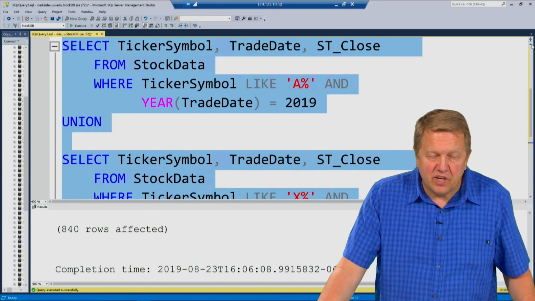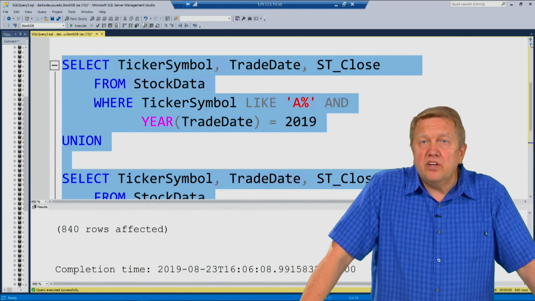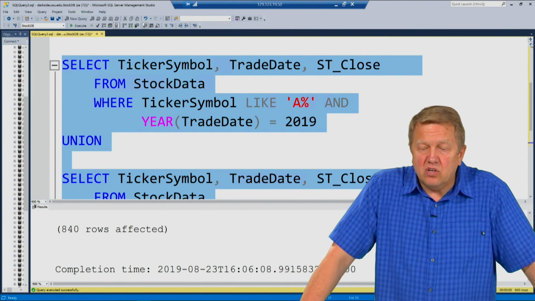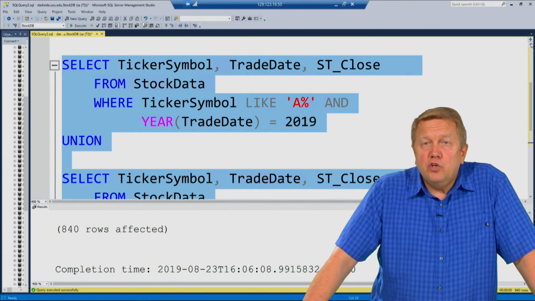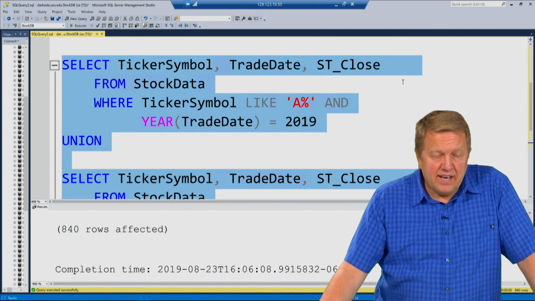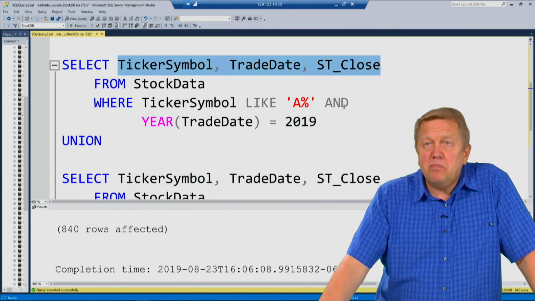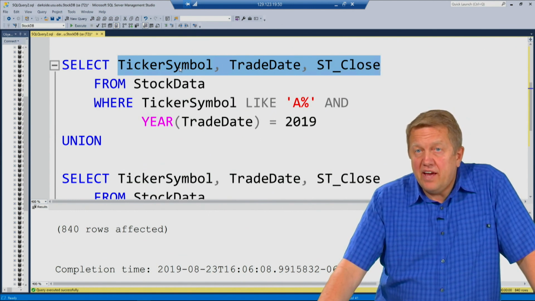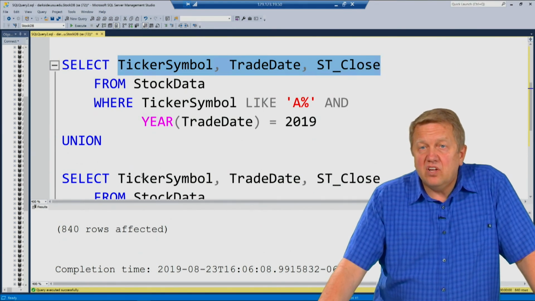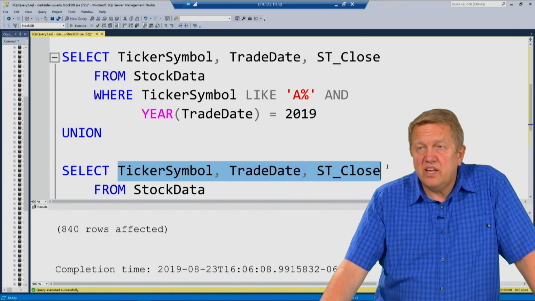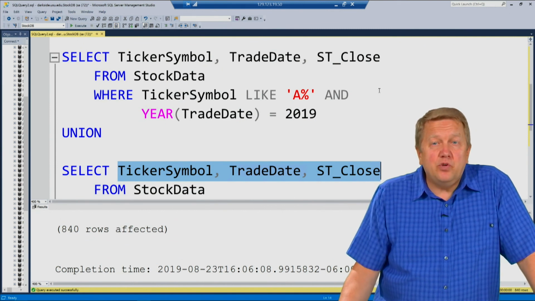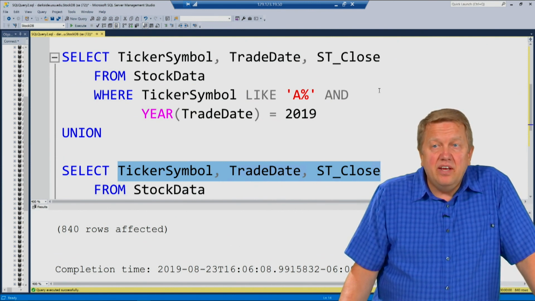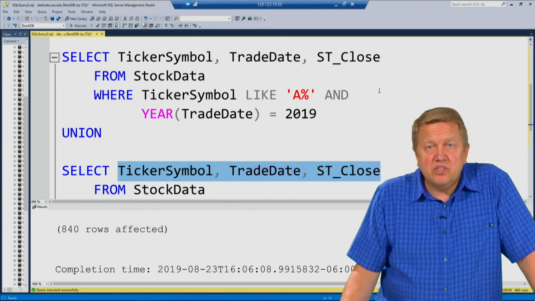There's 2 or 3 things to note here. If I'm ever going to combine 2 select statements with a union, they have to be what we call union compatible. Union compatible means that the attributes listed in the select clause have to be common in both of the parts of the union query. So you'll see I have ticker symbol, trade date, and close. Here I have ticker symbol, trade date, and close. That means that they're union compatible.